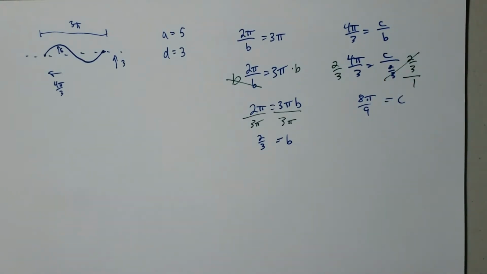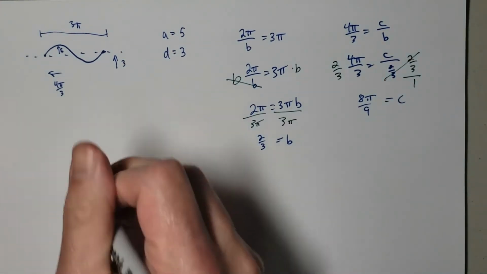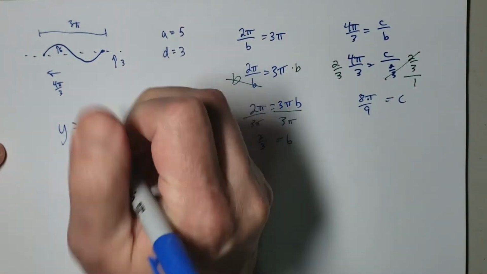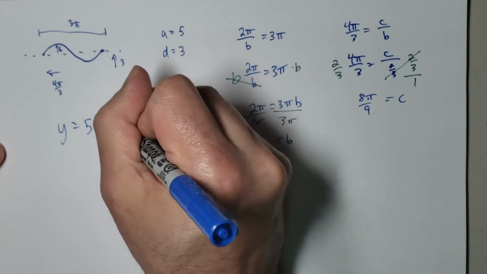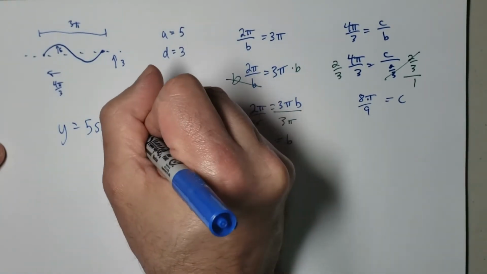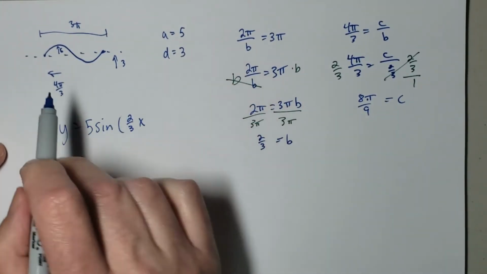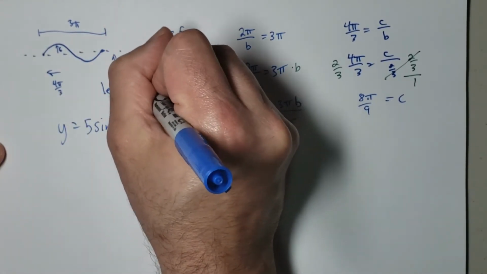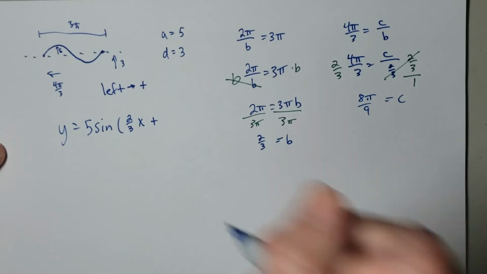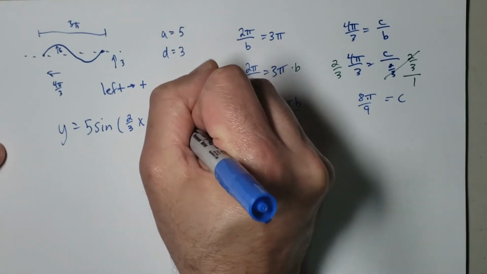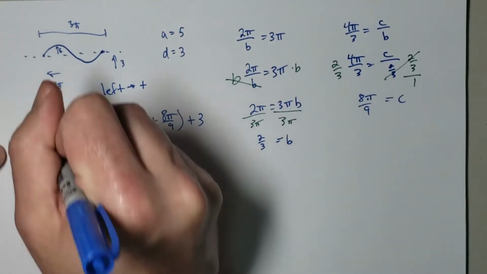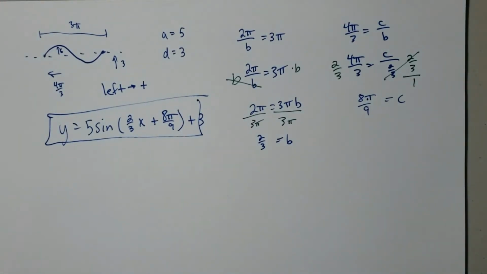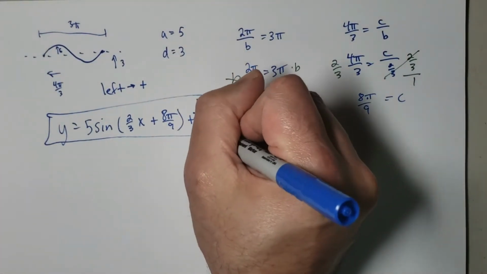And so if I put this all together, I can write y equals 5 sine. It's a positive sine because it goes up first. B was 2/3. X, it moved to the left, so that means there's a plus 8 pi over 9, plus D. And so there's number 1, and I kind of missed my box there. So we'll just kind of go like that.